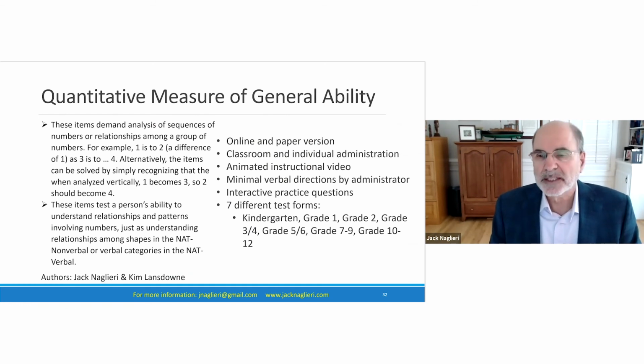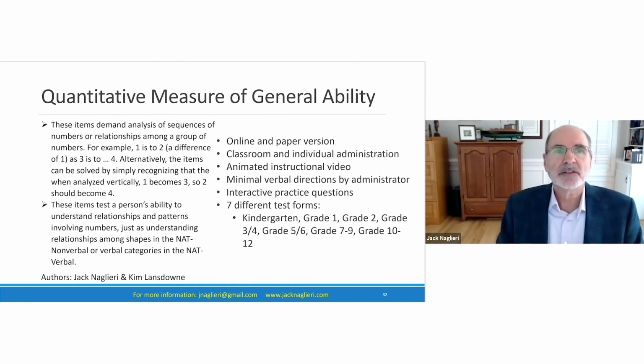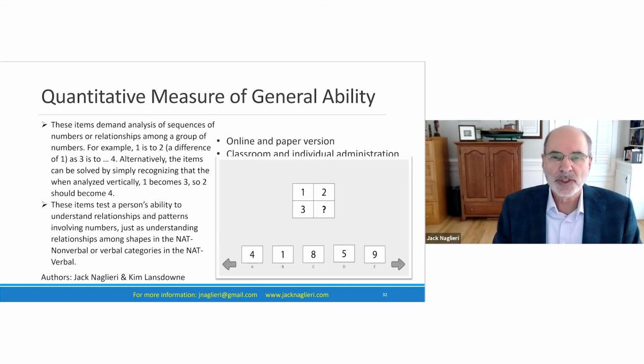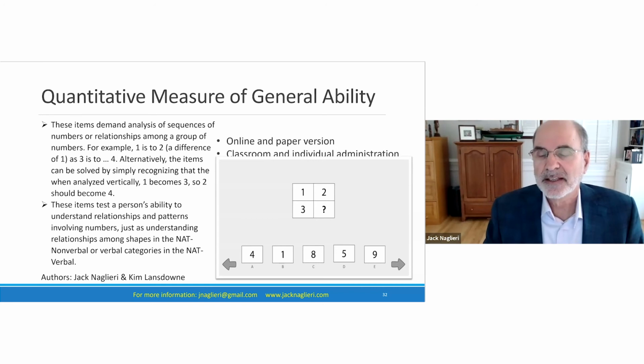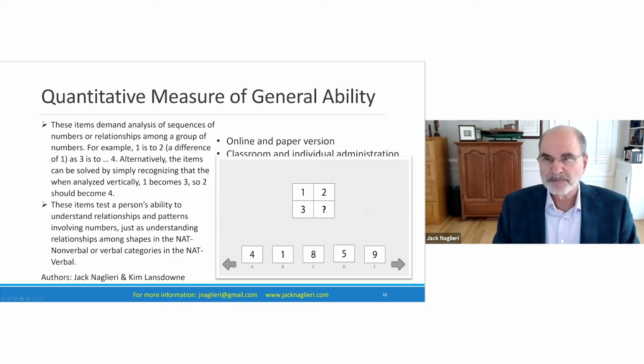Now, what about the quantitative test? So the quantitative test is intentionally non-verbal. So we look a lot at relationships, like, for example, in this 1, 2, 3, obviously 4. This is a matrix, right? This is just like having 1 square, 2 squares, 3 squares, question mark. The difference between 1 and 3 and 2, these relationships all need to be deciphered in order to arrive at the answer.